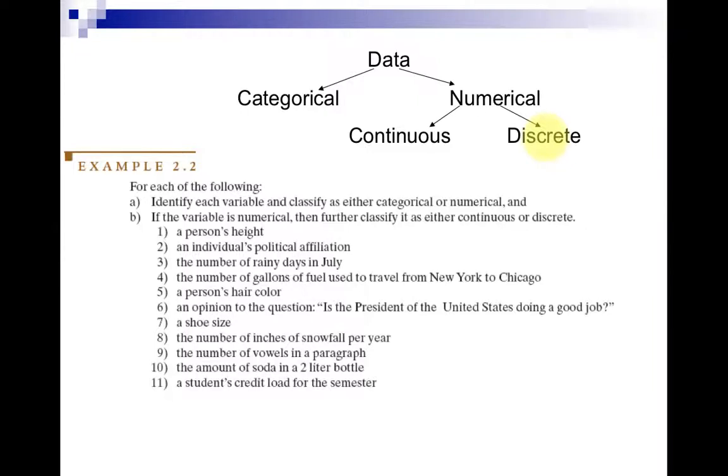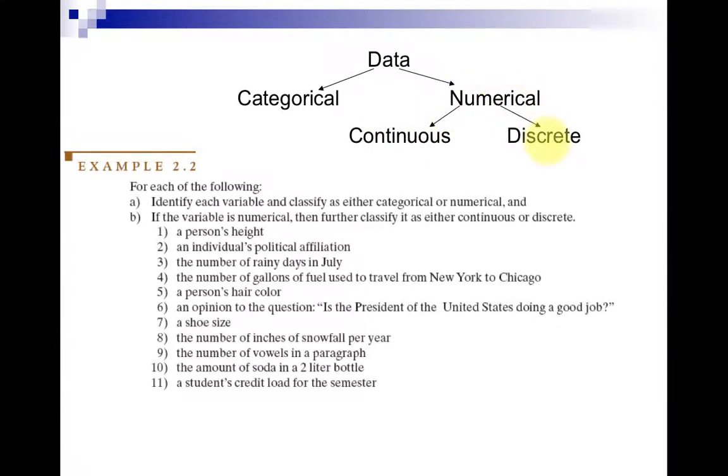The number of inches of snowfall per year, that's like thinking of a person's height. That's still a distance measurement, and so that is numerical and continuous. The number of vowels in a paragraph is numerical and discrete. The amount of soda in a 2-liter bottle, that's a volume question, so that's numerical and continuous. A student's credit load for the semester is numerical and discrete.